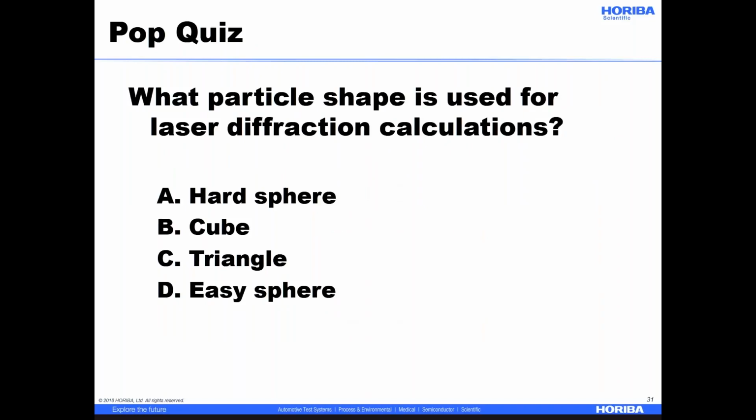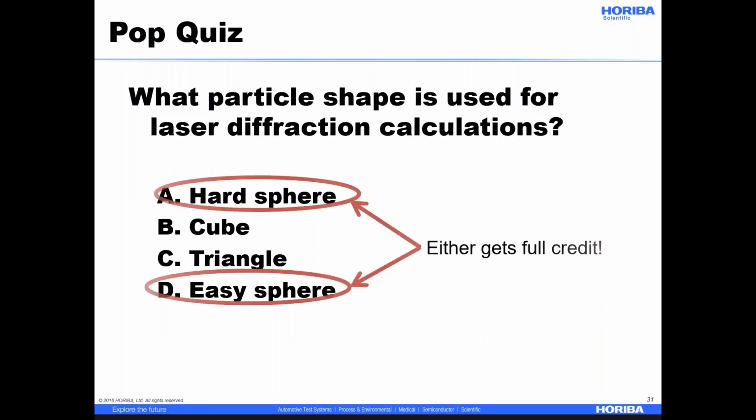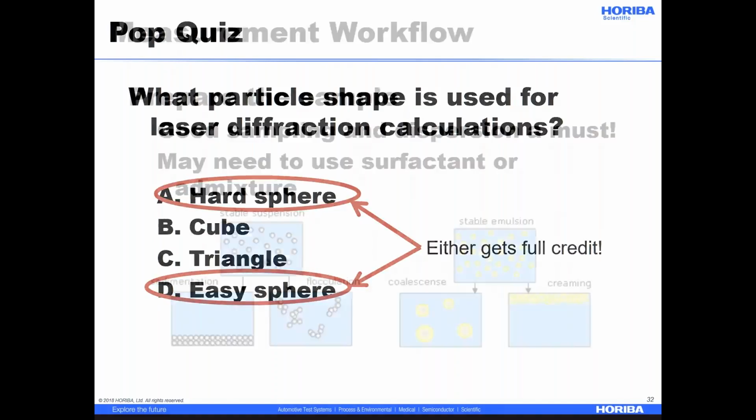I didn't implement this into the quiz, so I'll just give the answers. What particle shape is used for laser diffraction calculations? Hard sphere, cube, triangle, easy sphere. I'll give you credit for either hard sphere or easy sphere, but it's important just to keep that in mind as you try to understand results.